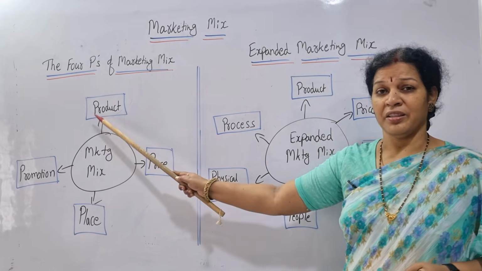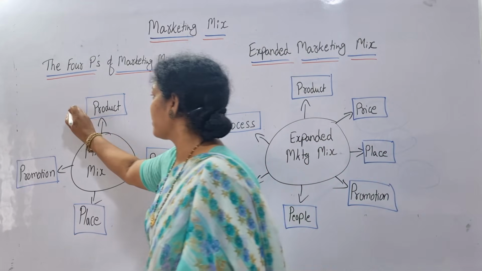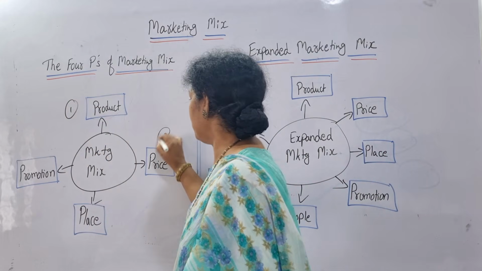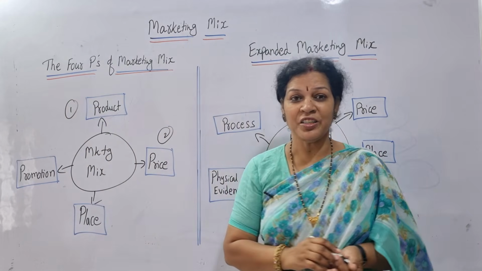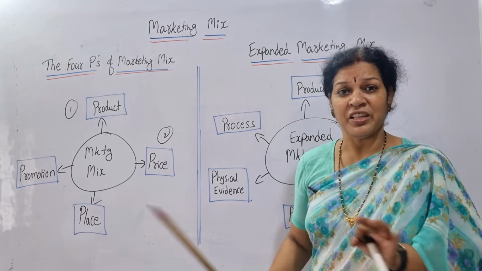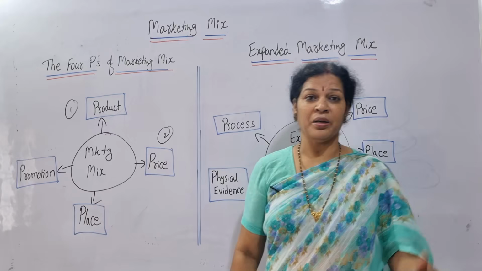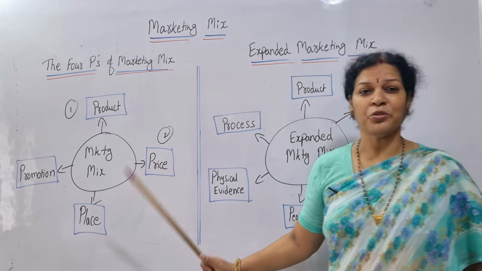So that's product. Then the second P comes, price. First P is product and second P is price. Product is okay, ready, good quality, no doubt. And what about the price? Deciding the price is also going to decide your product and your business. What should be the price?